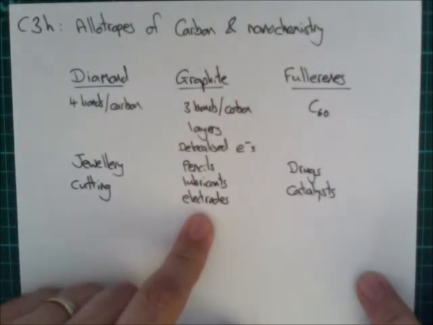And finally, it's used as electrodes in electrolysis because it conducts electricity, has a very high melting temperature, and as a byproduct, when it reacts, it usually escapes as carbon dioxide.